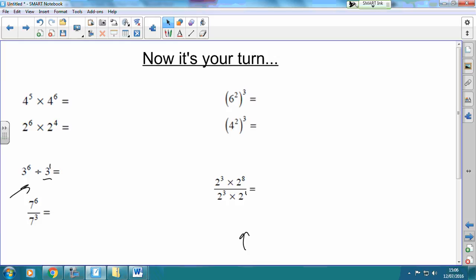So 4 to the power of 5 times 4 to the power of 6. Remember, the 4 stays the same. A lot of people make the mistake and say 16. It's not. 4 stays the same, but we just add the powers together. So 5 plus 6 is 11.